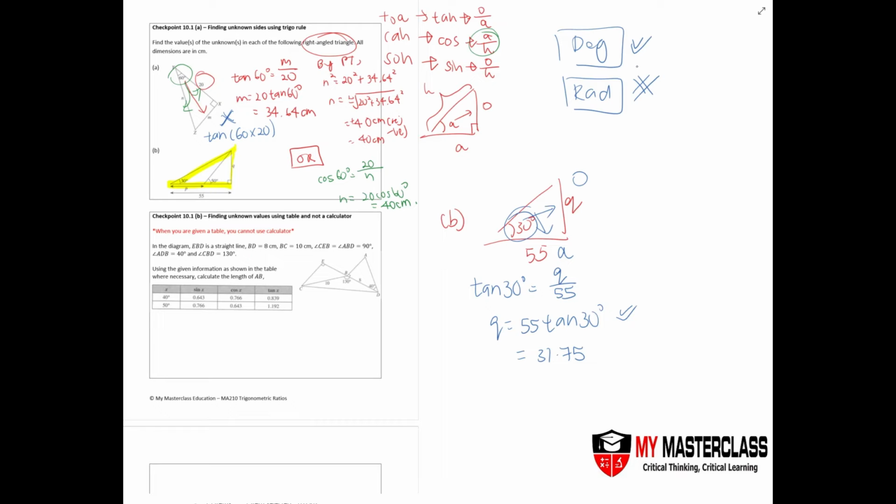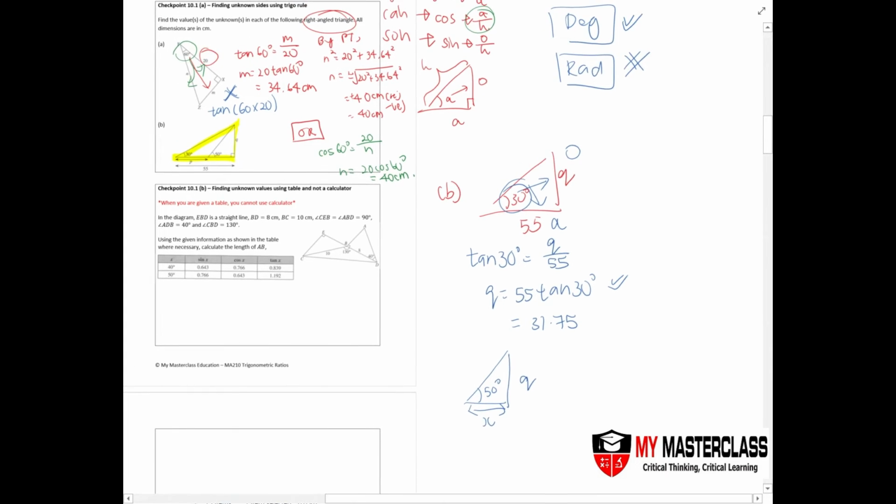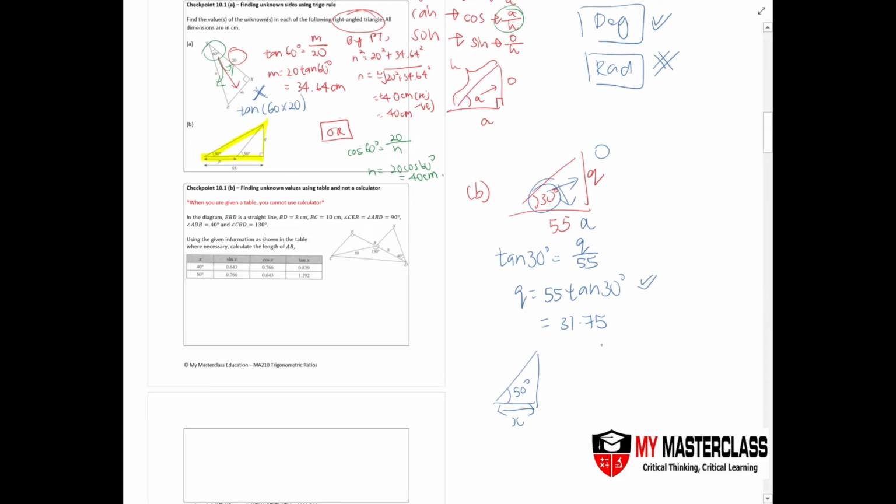Once you're done, you are able to find the other value, which is P. That's what you're supposed to do. So how would I do that? I'll take the smallest triangle, which has Q. This is 50. What is this length? I don't know, but I know what Q is now. So let me just sub it in. I have 31.75 cm.